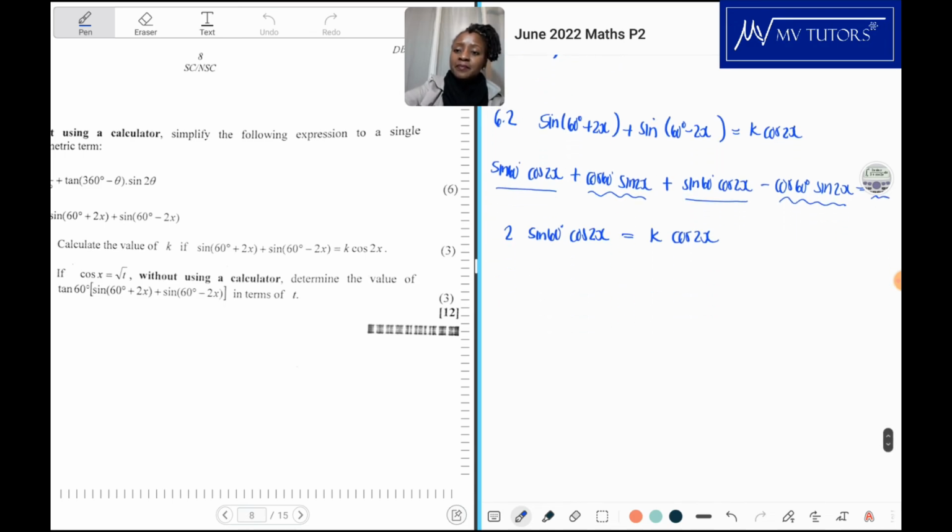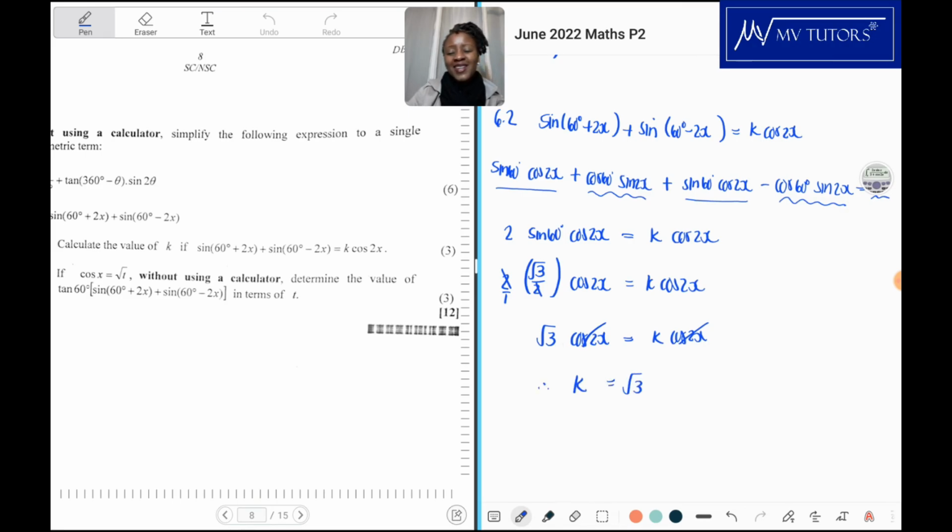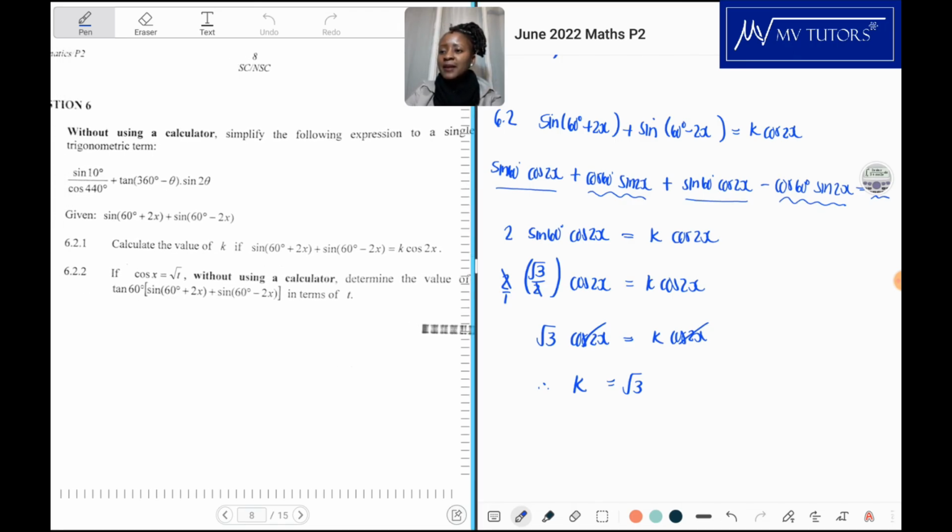And then sine 60, like I said, is a special angle. It's basically root 3 over 2, and I'm going to leave cos 2x as it is. So if I simplify things, this is like 2 over 1, so I'm just going to cancel. I'm left with root 3 cos 2x equals k cos 2x. I can cancel that out, and now I have that k is equal to root 3. Alright, so we have the value of k.